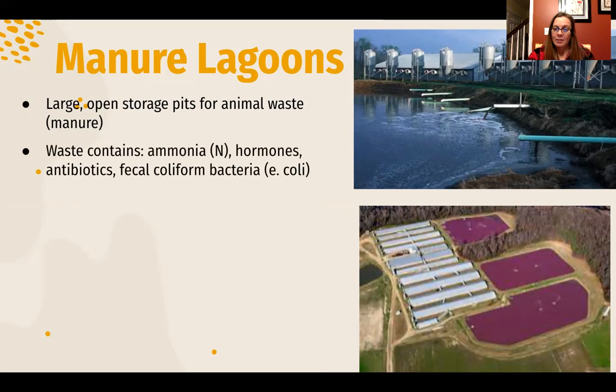That waste contains ammonia or nitrogen in some form. If the animals are fed hormones, it can contain the hormones. It can contain antibiotics, and of course, it also contains fecal coliform bacteria. E. coli is our indicator for fecal coliform bacteria. E. coli itself is not usually a harmful bacterium, but it is an indicator of the presence of other fecal coliform bacteria.